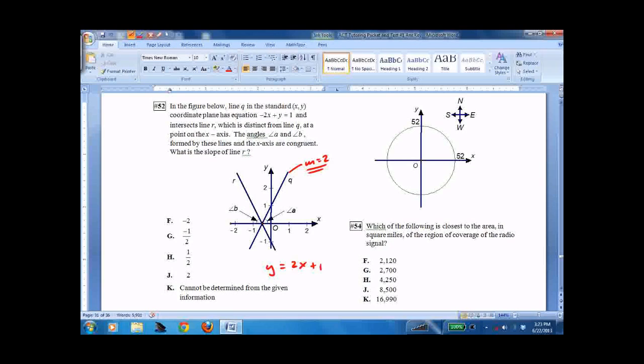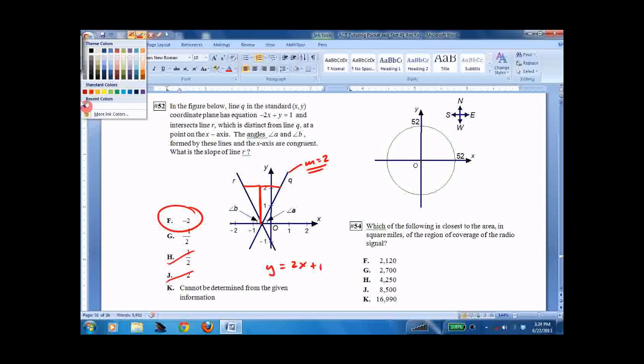It intersects R, which is distinct from line Q at a point. The angles are the same. What's the slope of line R? Well, it's definitely negative, so I'm going to cross this out. And if this goes up two and over 1 for every unit, this one clearly goes up two and over 1 for every unit. So still a change in y of 2, still a change in x of 1, so 2 over 1. And it's down to the right, so that makes it negative. Tricky problem.